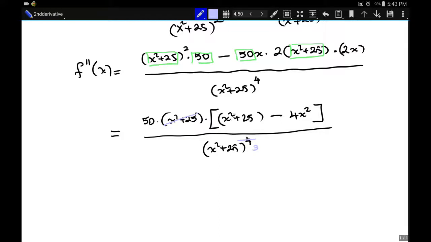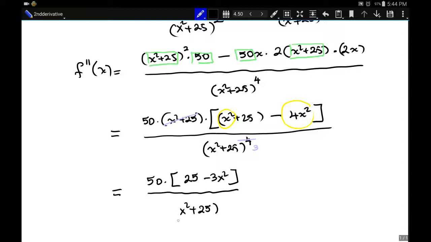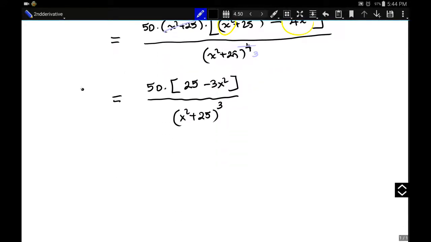On the other hand, if I look at the x squared term and the negative 4x squared term in here, we are left with 50 times x squared minus 4x squared, which is negative 3x squared, and there's 25 left, so 25 minus 3x squared, divided by x squared plus 25 cubed. So this is our second derivative, f double prime.